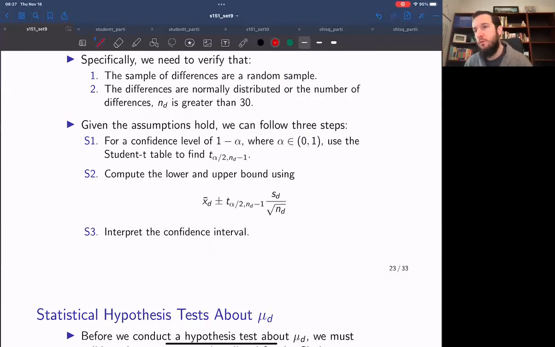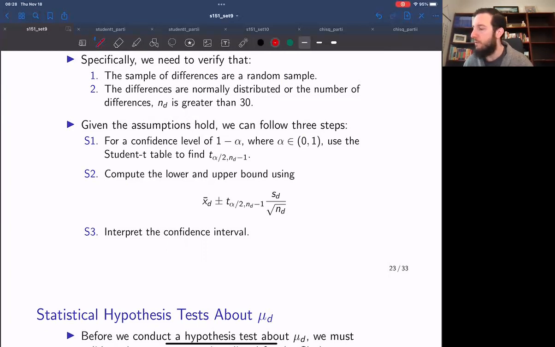Furthermore, we're going to have our same normality assumption. So this can be found either by checking the distribution of the differences using a plotting tool, for example, or if we have more than 30 observations, then the central limit theorem will apply and allow us to assume approximate normality. On step 1 of the confidence interval, we find our critical value. This is found in the usual way. So it's a T on alpha over 2 with ND minus 1 degrees of freedom.